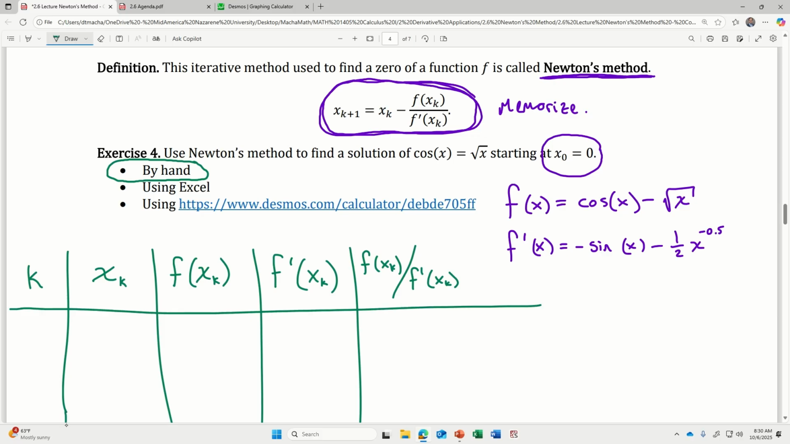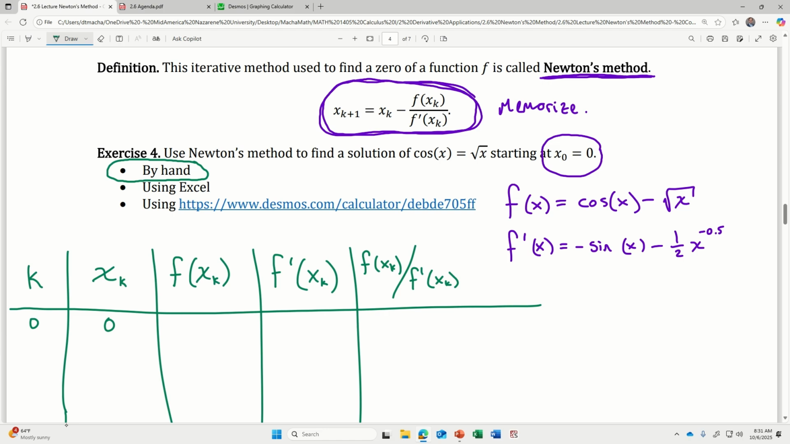We have a 5-column table here. And the reason I want to make this table is because if I write this out really neatly, and I can read my own handwriting, this is going to break it down step by step so I don't make any silly mistakes on my way to finding the solution. And so when k is equal to 0, x with subscript 0 is supposed to be 0. That's given to me in my problem statement, what my initial iterate should be.